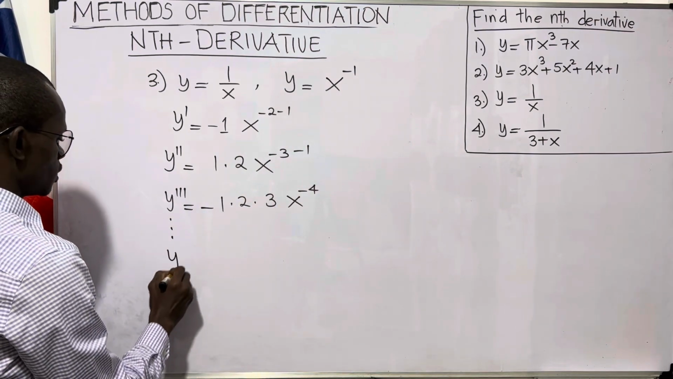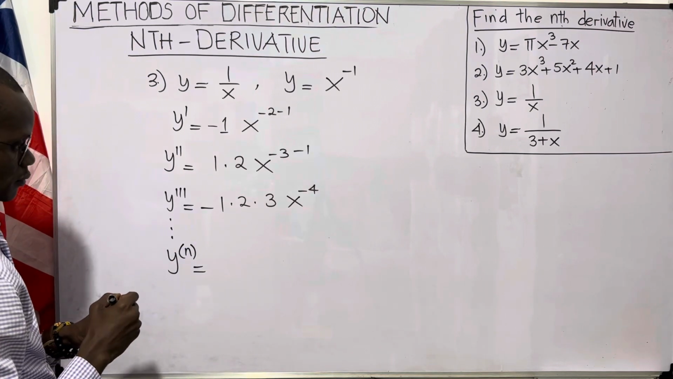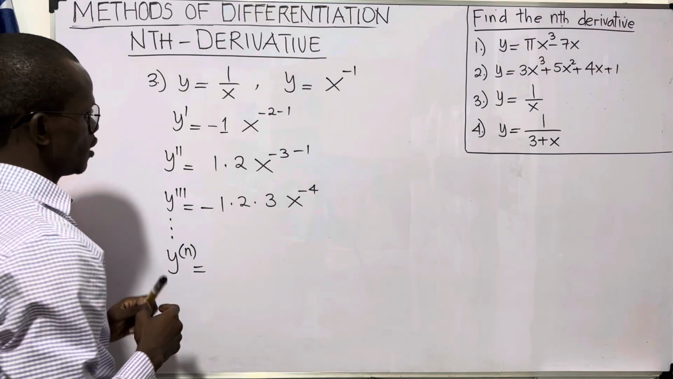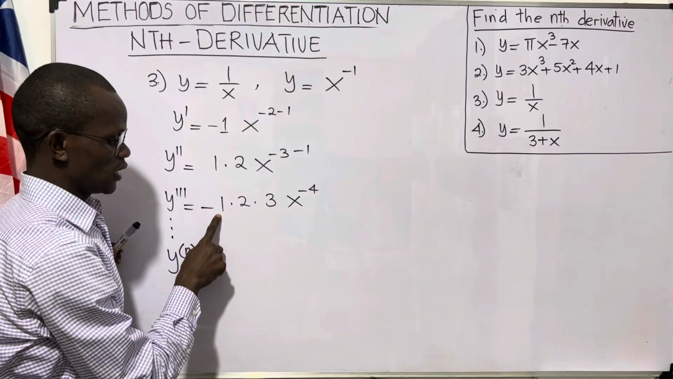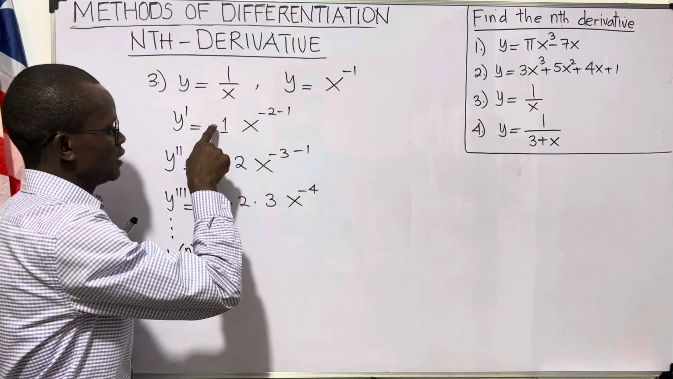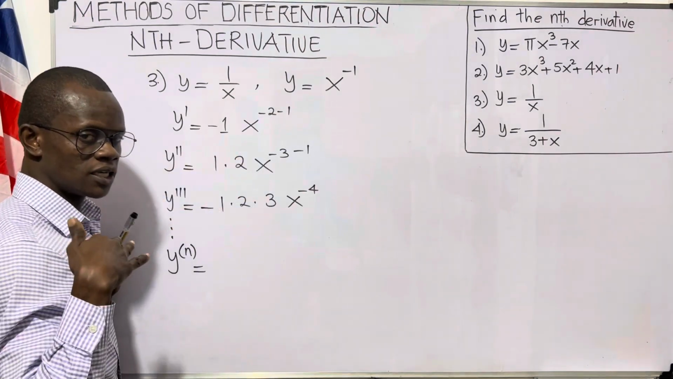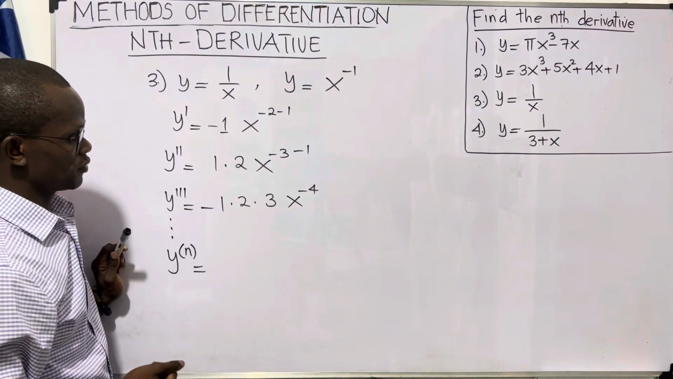So what will be the nth derivative? What are the patterns that we are observing? The first thing we observe is that there's a negative sign, then a positive, then a negative, and so forth. So it means that the signs will alternate: negative first, positive second, negative, and so forth.